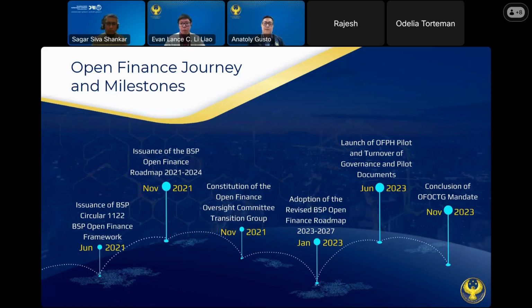And lastly, we also launched the pilot phase in June 2023. Some of these activities mark the commitment of the BSP together with the partners in creating a robust and innovative financial ecosystem that benefits all stakeholders.